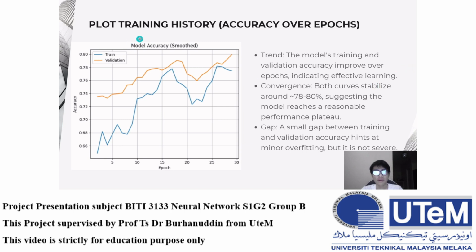So this is our plot training history for our accuracy over epoch. The trend in this graph shows that the model's training and validation accuracy improve over epochs, indicating effective learning. And the graph shows convergence. Both curves stabilize at around 78 to 80%. This suggests that the model reaches a reasonable performance plateau. There's a small gap between the training and validation that indicates minor overfitting, but it's not that severe.